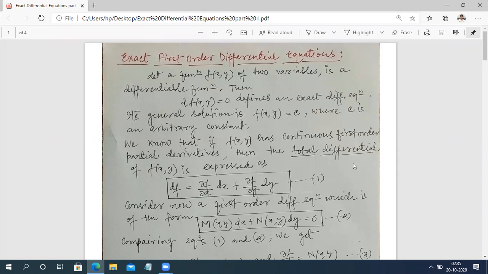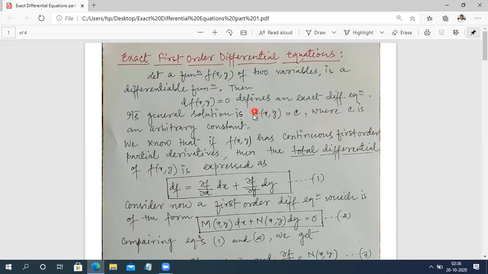Let a function f, which is a function of two variables, be a differentiable function. Then the derivative of f equal to 0 defines an exact differential equation. If f is a function of two variables x and y, then df = 0 defines an exact differential equation, and its general solution is f(x, y) = c, where c is any arbitrary constant.